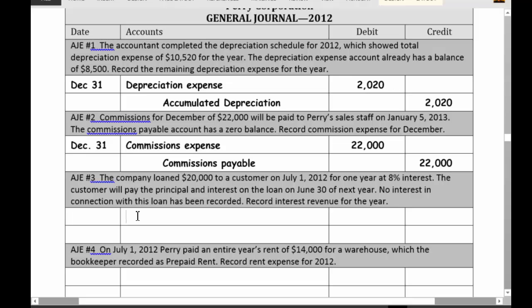Well, this is a good one. The company loaned $20,000 to a customer on July 1st for 1 year at 8% interest. The customer will pay the principal and the interest on the loan June 30th of next year. No interest in connection with this loan has been recorded. Record interest revenue for the year. When you give me the number, I want you to tell me how you calculate it. How much interest are we owed?